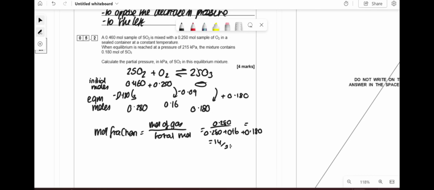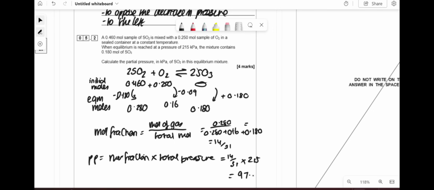And then to work out the partial pressure, it equals mole fraction times the total pressure, which is your answer, 14 over 31 times the total, which is 215, and that gives you 97.1 kilopascals. That's how you do those questions.